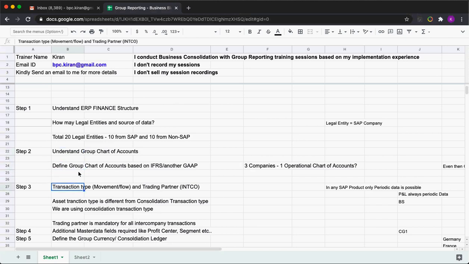Next thing, transaction type and trading partners. This is another master data required. When we are talking about transaction type, we are talking about consolidation transaction type. First, you should understand what a consolidation transaction type is. You should explain what a consolidation transaction type is to the customer.